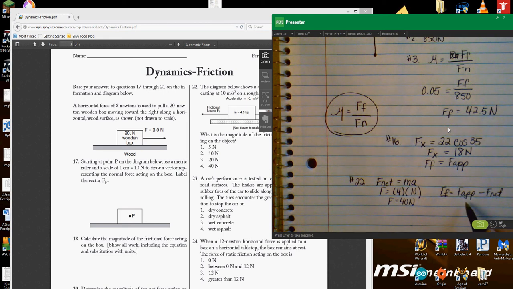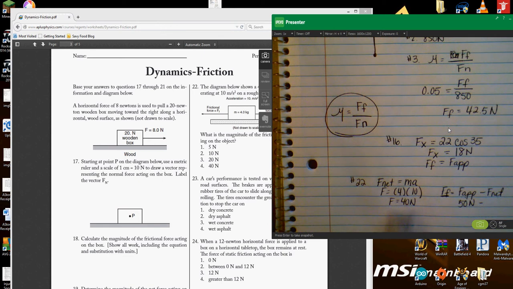So whatever your applied force is, which is given to us as 50 newtons, and the net force is what we calculated, and that's the basic second law, which was 40 newtons. That means the force of friction that's being applied, which is the leftover, is the 10 newtons.